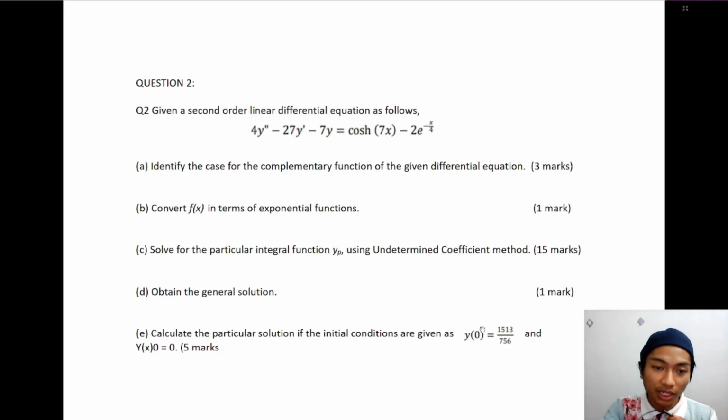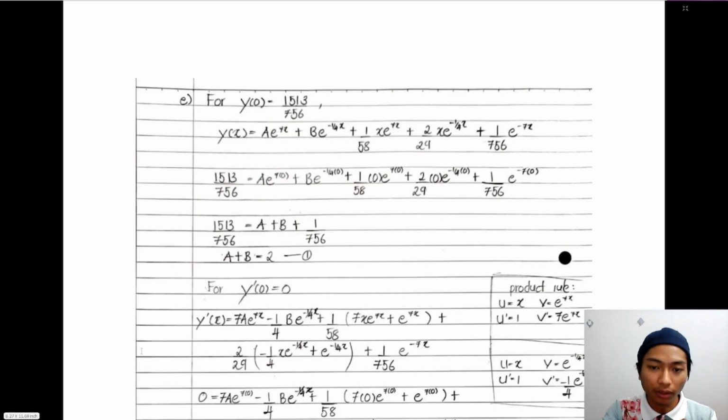And the last question is to calculate the particular solution if the initial conditions are given as y(0) equal to 1513 divided by 756 and y'(0) equal to 0. I'm sorry, actually the first is for y and the second is for y prime. So this is the answer for question E.